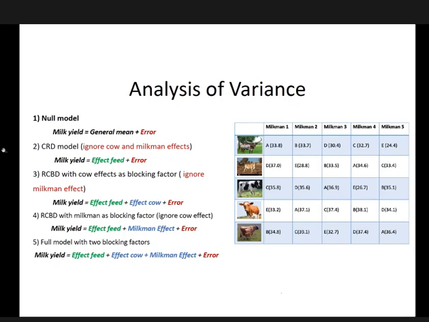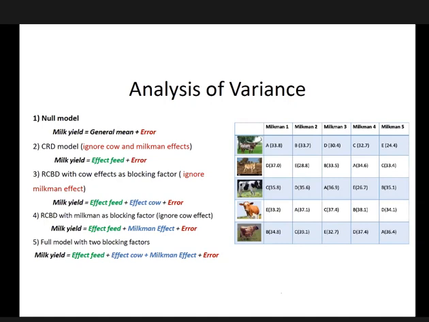In the second model, we can ignore the effect of the cow and the effect of the milkman. So in this case, we remove the blocking factors. We assume that milk yield will only depend on the effect of the feed and anything else. So what is included here in the error? What do we have in the error term? Experimental error. What will be the composition of the experimental error?